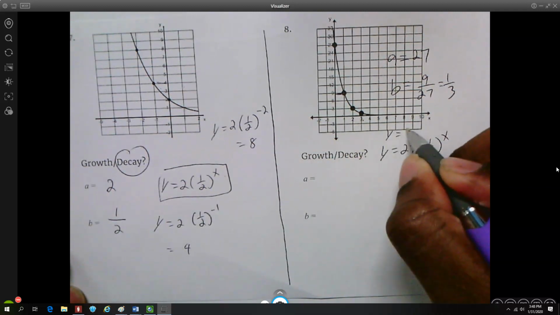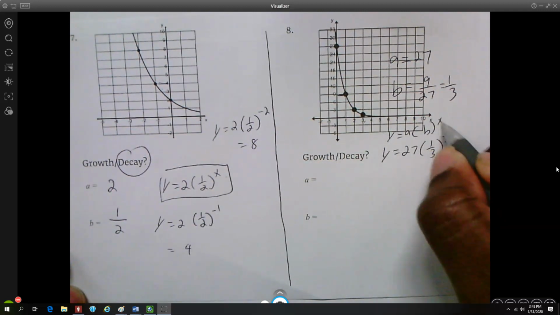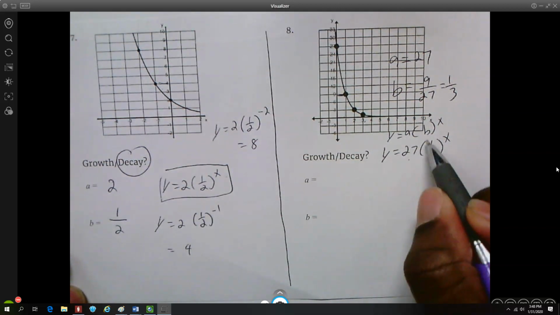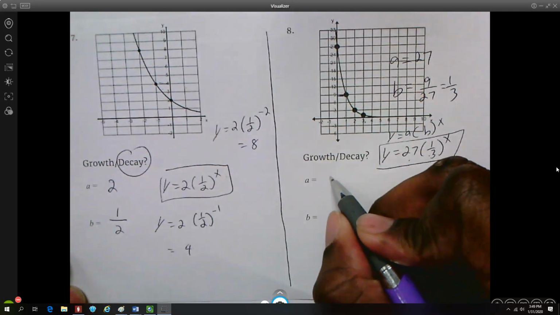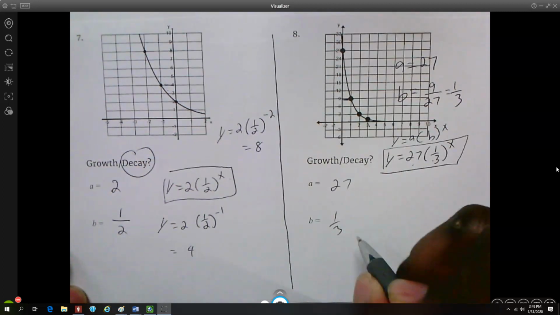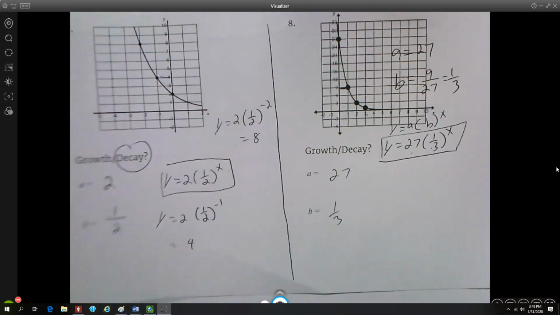So the equation for this graph would be y equals 27 times 1/3 raised to the x. Oh, yes. The equation is a times b raised to the x. So since a was 27 and b was 1/3, that's the equation for that model. So a was 27 and b was 1/3. Let's do some more.